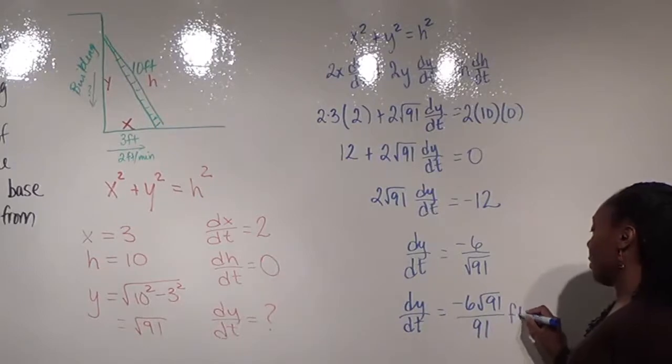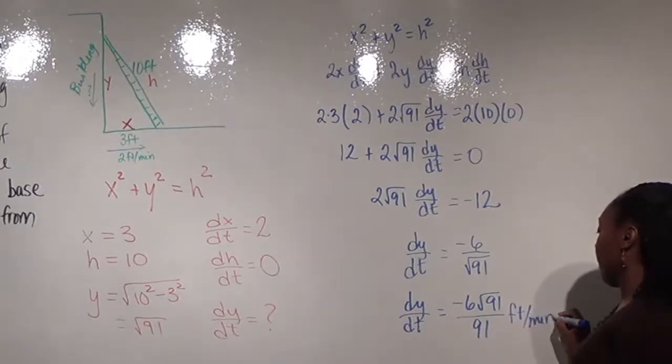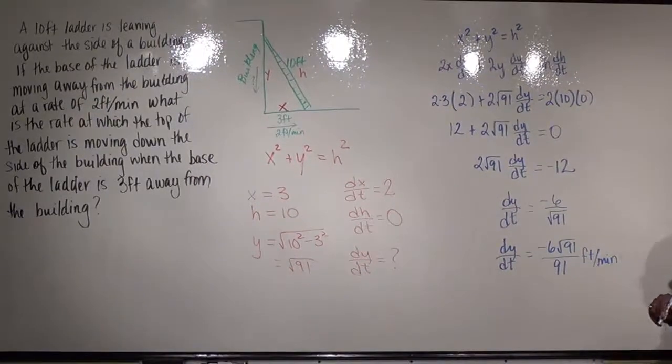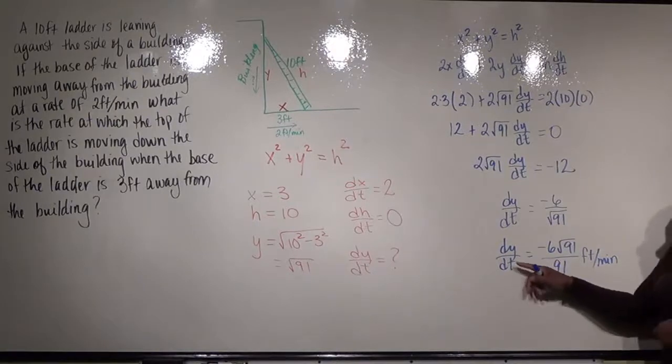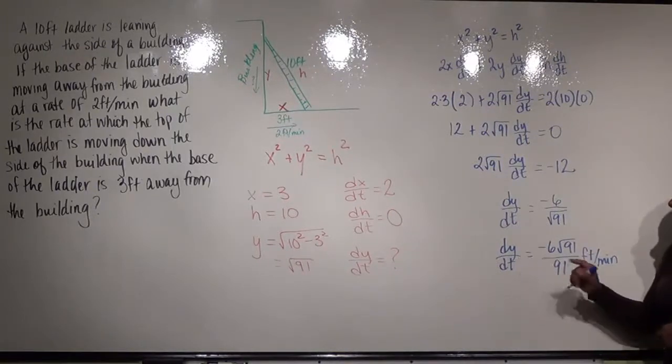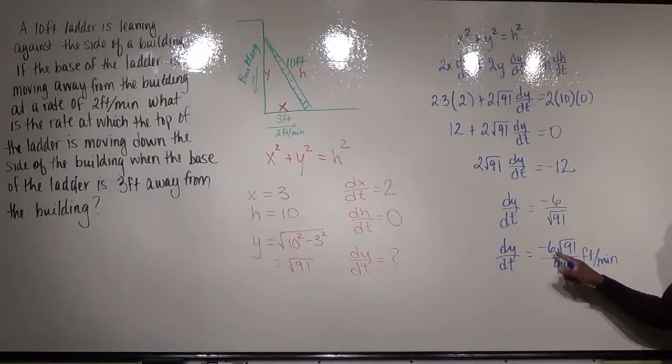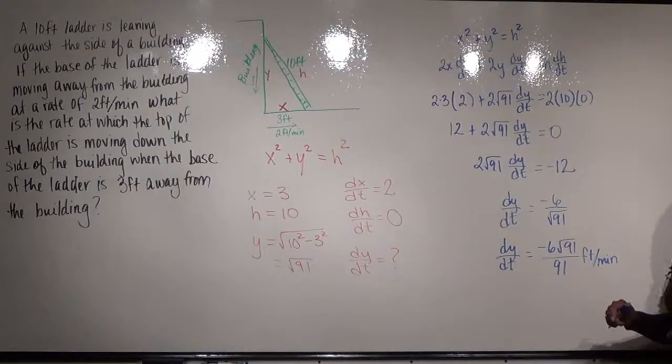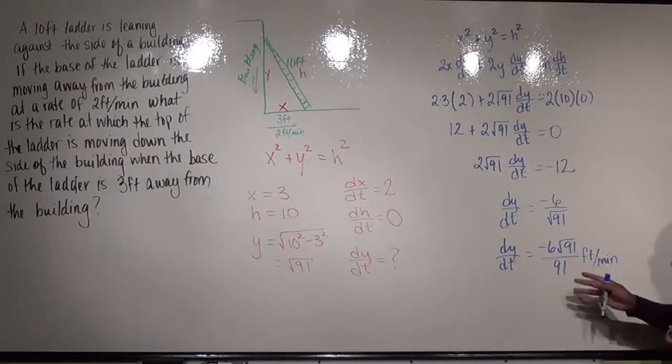And put in your units. Okay, so in this case, this is saying my y value, or the height of my ladder on the building, is changing with respect to time at a rate of -6 square roots of 91 over 91 feet per minute. And again, you can plug that into a calculator to get a decimal. And we should make sure that it makes sense. In this case, it does.